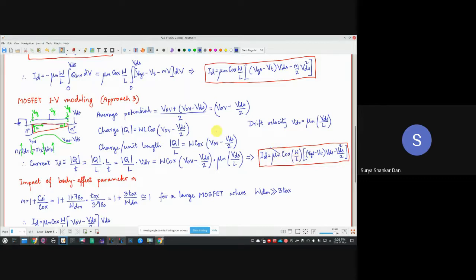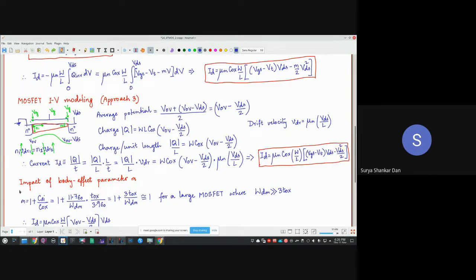Okay? But approach 3, is it wrong? No, it is correct only. And the final expression is also correct. The only difference is the small m value. So let us understand what is the meaning of small m. Under what condition is this small m equal to 1, so to speak.